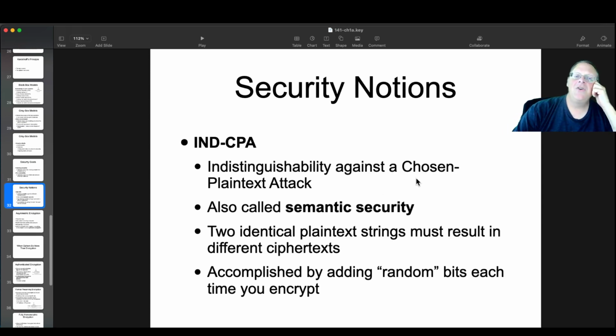Indistinguishability against a chosen plaintext attack. This means two identical plaintexts must result in different ciphertexts. That's what we were talking about before as the problem with electronic codebook mode and the Caesar cipher in the simplest case. If you have two inputs that are the same, it has identical outputs.